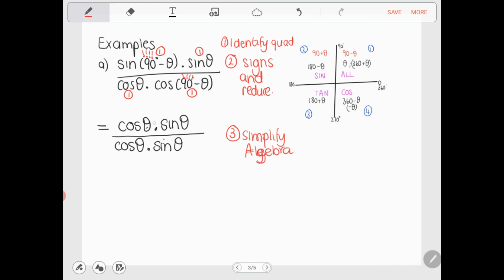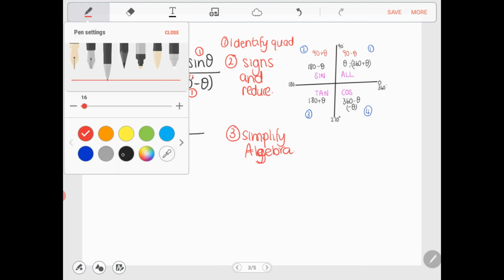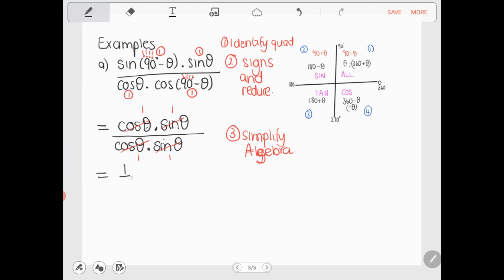Okay, because it's one term over one term, cos will go into their ones and into their ones. Sine will go into their ones and into their ones. So what do we have? We have 1 over 1, which will give me a 1.